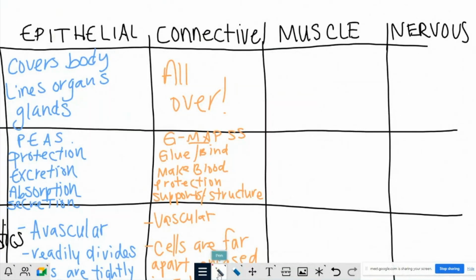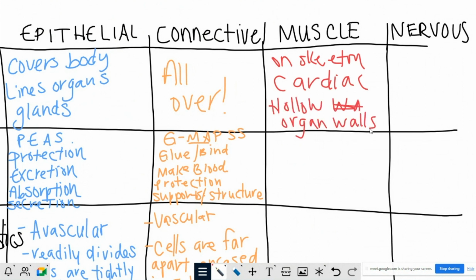So muscles, let's talk about the location. So they're on the skeleton. They comprise the heart, cardiac muscle. So on the skeleton, cardiac, and then it's found in the walls of hollow organs. So your stomach is a hollow organ. Your small intestine is a hollow organ. Your large intestine is a hollow organ. Your esophagus is a hollow organ. All of those, the muscle that comprises those organs is smooth muscle.